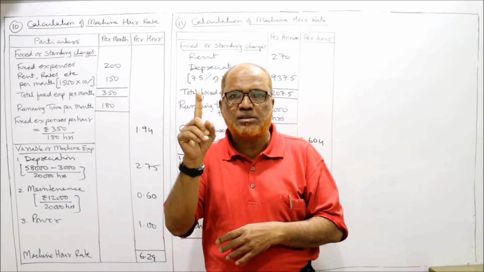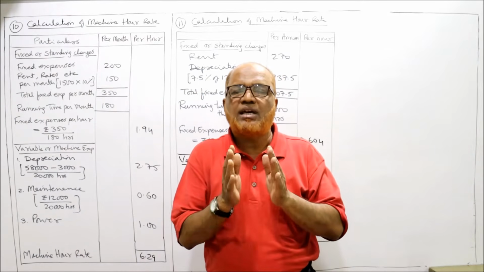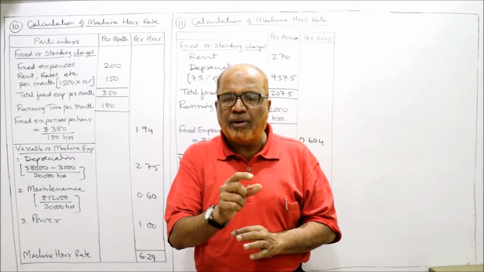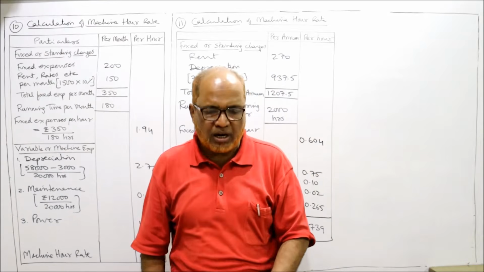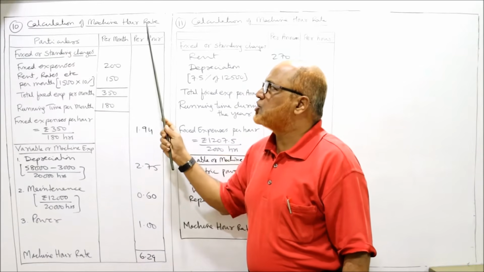After calculating for that period, we divide by the number of hours the machine is used in that period. We'll get fixed expenses per hour. Then for variable or machine expenses, we calculate per hour for every element of cost. That is the procedure of calculating the machine hour rate. Now I am coming to our problem. Problem number 10, calculation of machine hour rate.